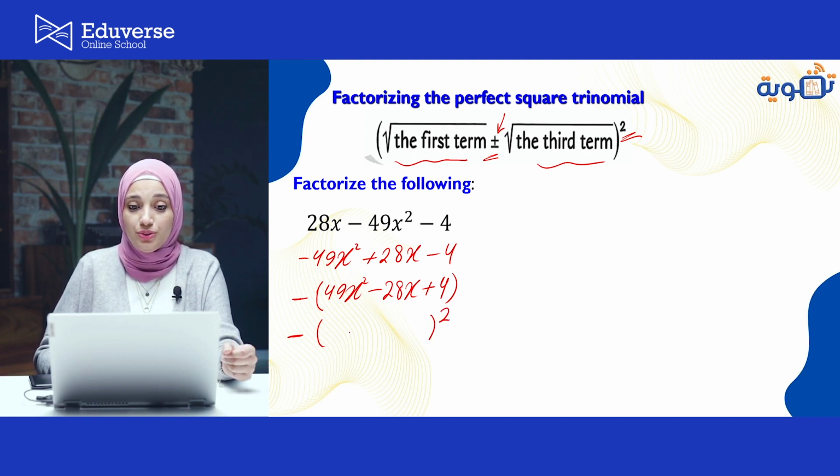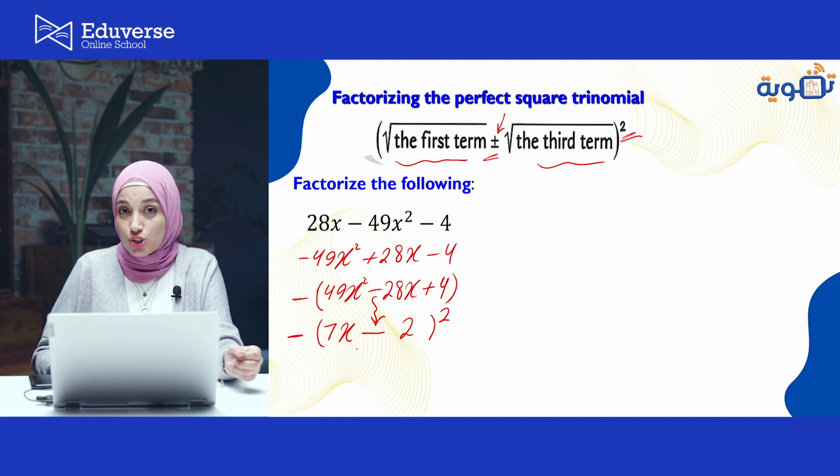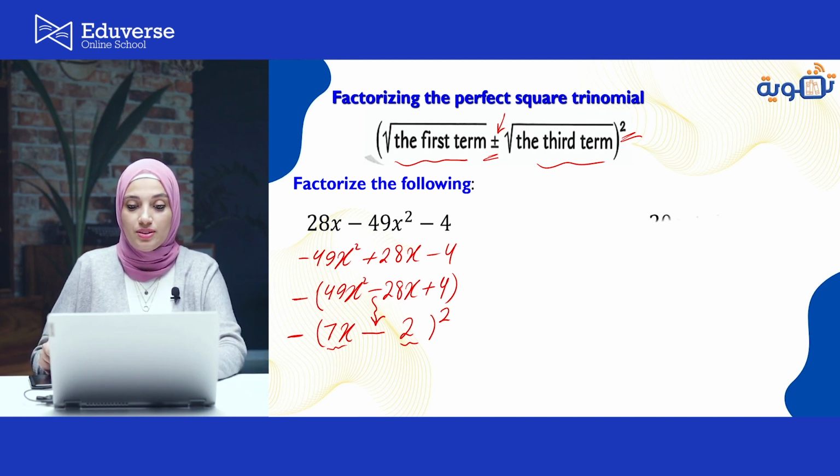Get the square root of the first. It will be 7x. Get the square root of the third. Yes, it will be 2. As I told you, the sign in the middle here depends on the middle term sign. It will be negative. Can I make sure it's a perfect square or not? Yes, multiply 2 by the first, by the second here. It will give you the middle term. 2 times 7 equals 14. 14 multiply 2, it's 28x, yes. So this is how to factorize the first exercise here.